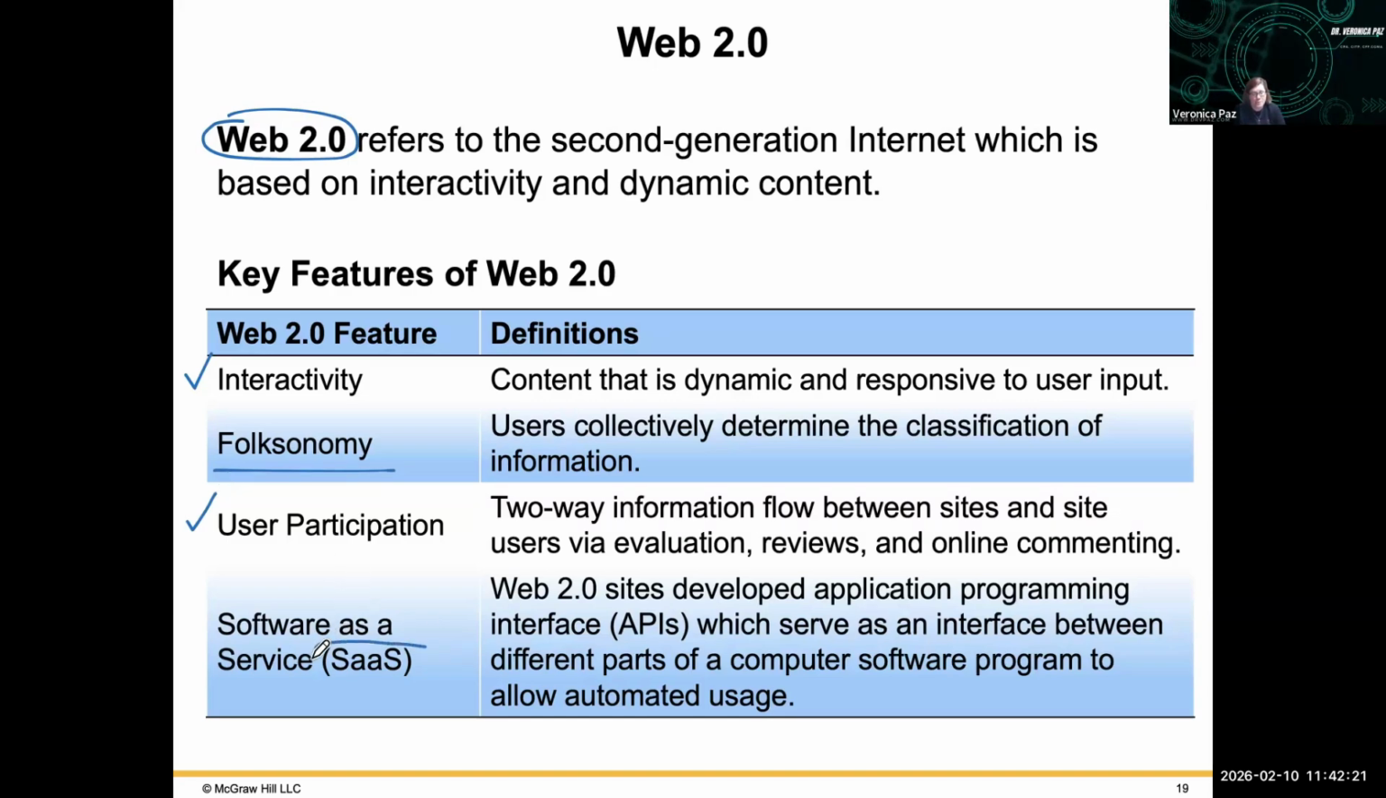And here's the important part: software as a service, SaaS. When we had Web 2.0, we got this new application programming interface, APIs. This is like the interface between software programs, and it allowed for more automated use. And so SaaSes are becoming more and more integral to businesses nowadays.